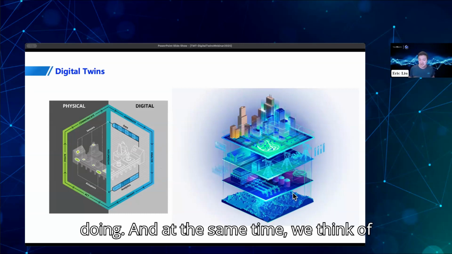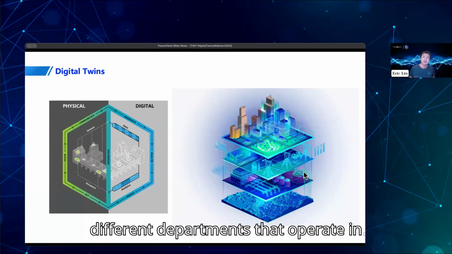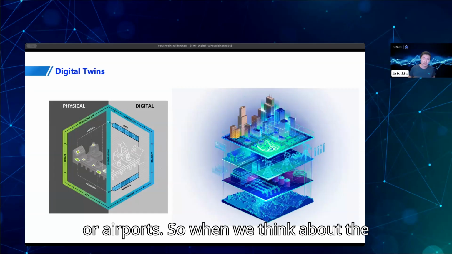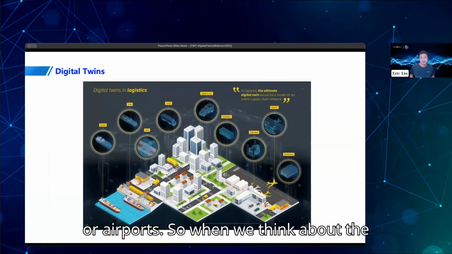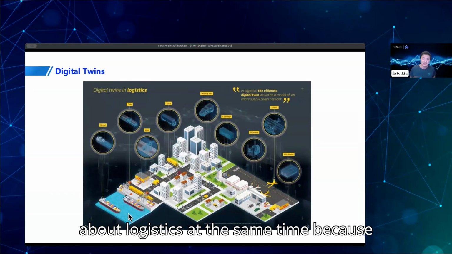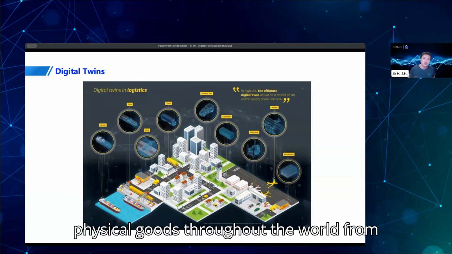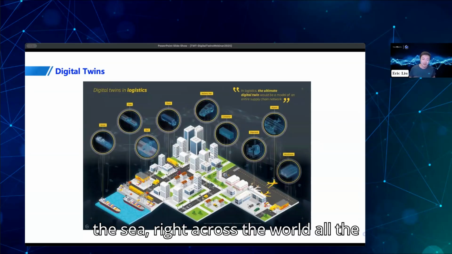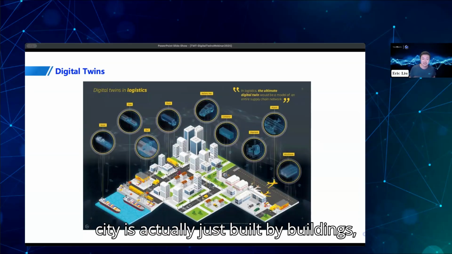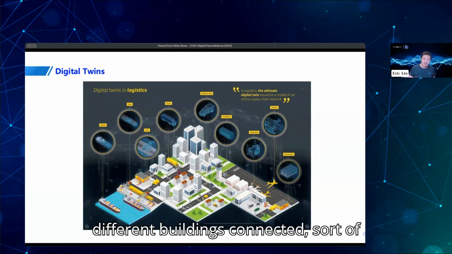And at the same time, when we think of spaces, we think of all sorts of different departments that operate in these spaces, whether it's at ports or airports. So when we think about digital twins, we see that it's about logistics at the same time, because at the end of the day, we're still moving physical goods throughout the world, from the sea across the world, all the way through the air. And of course, in the middle, there's something called cities, which is actually just built by buildings, different buildings connected, sort of like Lego building blocks.